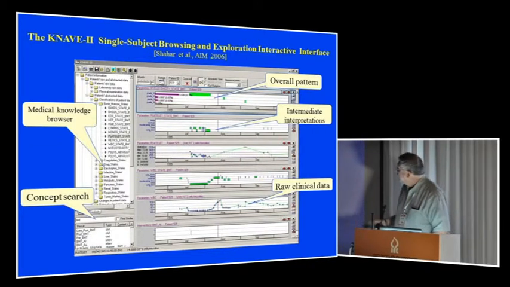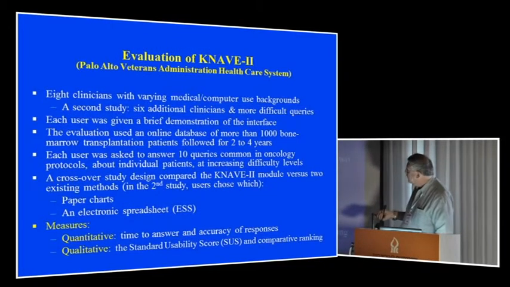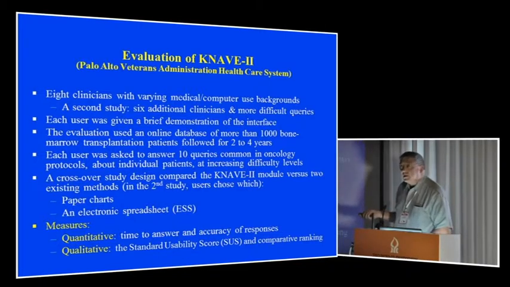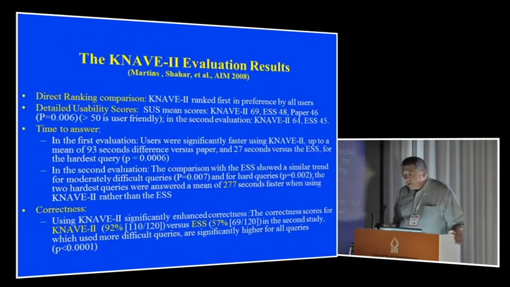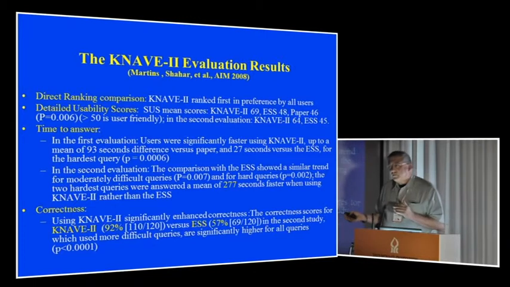So you can browse it by clicking on a knowledge concept, which opens a panel. You will see intermediate interpretations, and you will see the overall pattern. Okay, so this is one of our tools, and it was actually evaluated for 4 years at the Palo Alto Veterans Administration Hospital in California. And let me just point out the bottom line, which was that the users who were actually using this tool were about three orders of magnitude faster than those using just an electronic medical record.